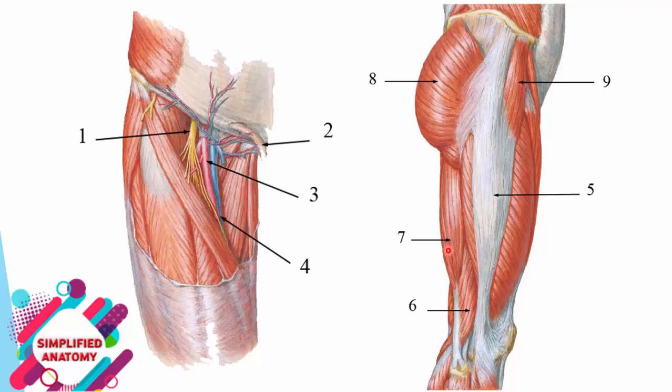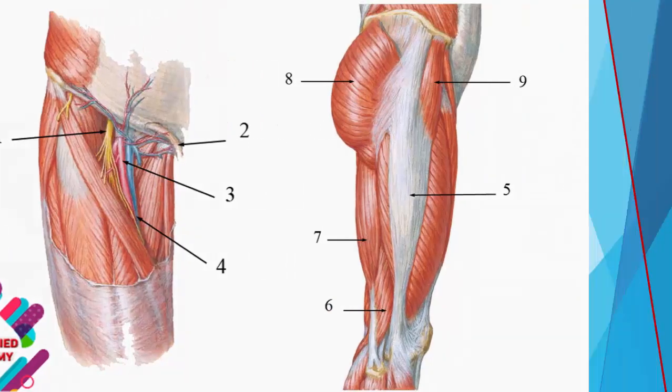These two heads, number 6 and number 7, are muscles of the posterior view which go laterally, inserted into the styloid process of the fibula. These two heads belong to the biceps femoris. This is long head of biceps, number 7, and this is short head of biceps, number 6.